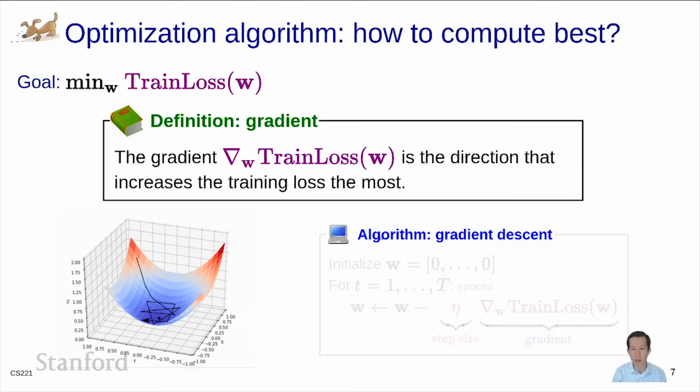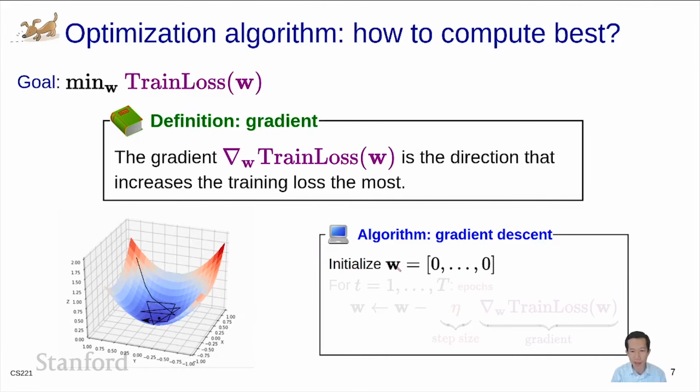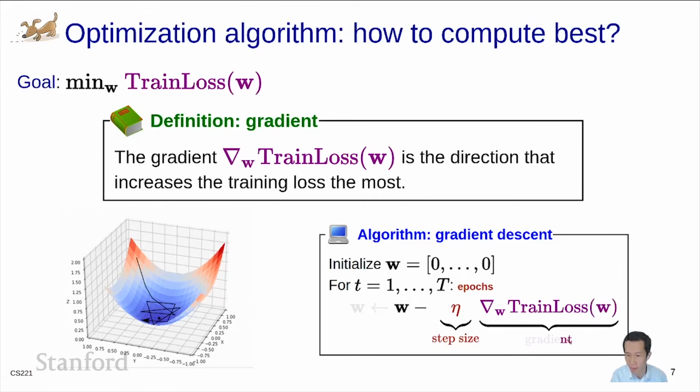Okay, so here's the pseudocode for gradient descent. We initialize w to be something, let's say zeros for simplicity, and then we're going to repeat big T times. Big T is the number of epochs. And what we're going to do is take our old value of the weight vector, and subtract out some eta, which is called the step size, which we'll get into a little bit later. So here's the step size times the gradient, grad of TrainLoss of w. That's called the gradient here.